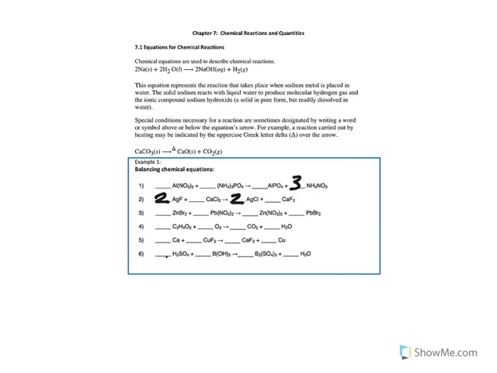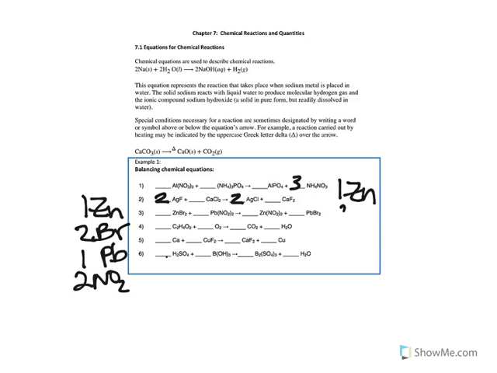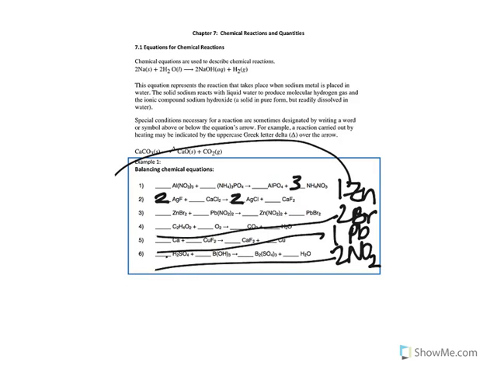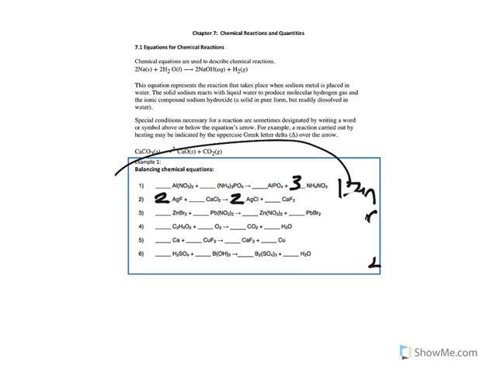Let's look at the next one. We have 1 zinc on the left, 2 bromine, 1 lead, Pb, kind of a funny symbol for lead, and 2 nitrates. On the right, we have 1 zinc, we have 2 bromine, we have 1 lead, and 2 nitrates. This equation is already balanced. 1 zinc, 1 zinc. 2 bromine, 2 bromine, 1 lead, 2 nitrate, 2 nitrate. So we don't have to do anything to this equation to balance it. Okay, let's take a look at our next example.